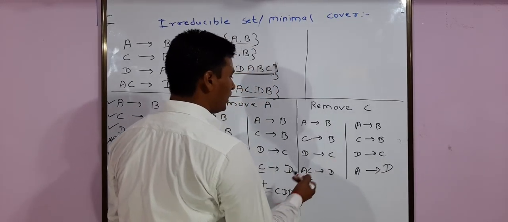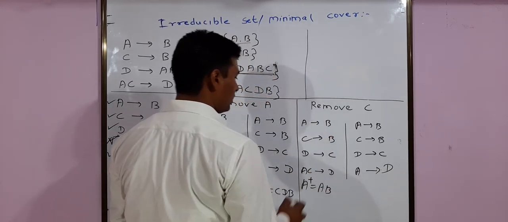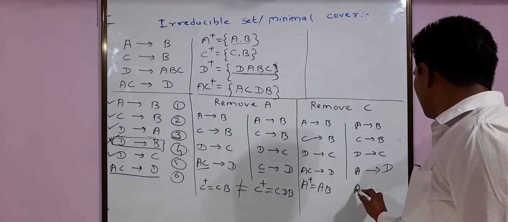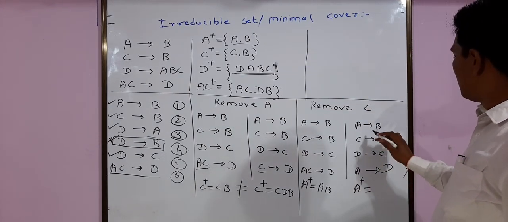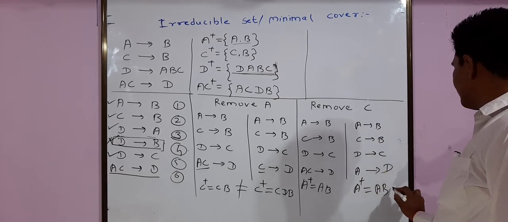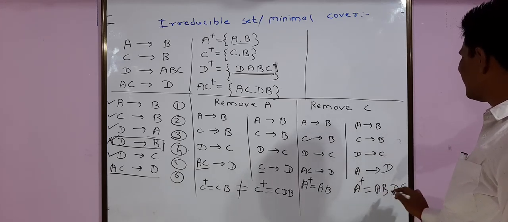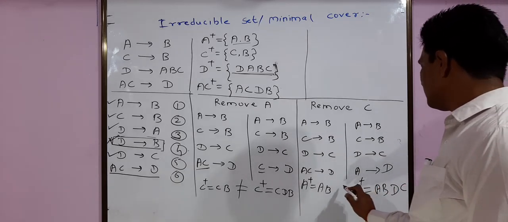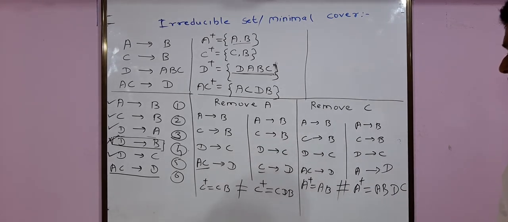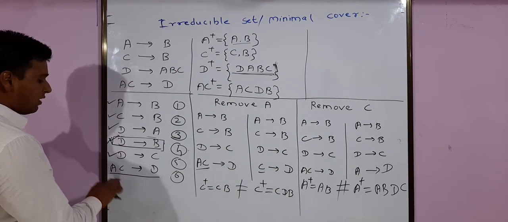So now again we will find out A closure from both the sides. So I will find out A closure from here, so A determines A, then A determines B, okay, so we are not getting any more. And from the left hand side we will find out A closure from this state. A closure is equal to A determines A, A determines B, A determines D, D determines C, and C determines B, all are present. And in this case you can see that they are also not equal. So we cannot remove any attribute, we cannot remove A, and we cannot remove the C.